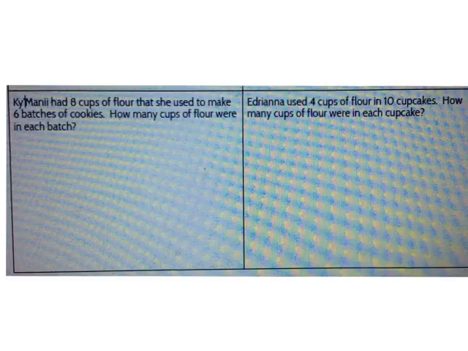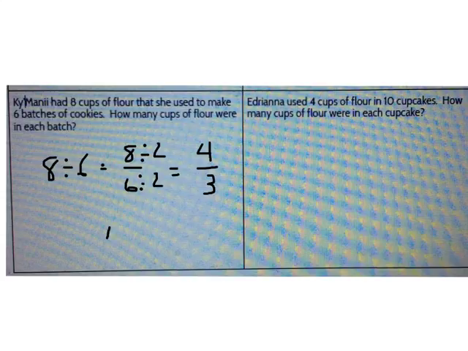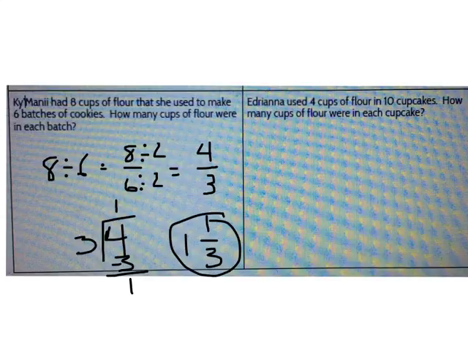Now you try a couple problems on your own. Kimani had 8 cups of flour that she used to make 6 batches of cookies. How many cups of flour were in each batch? 4/3 cups of flour were in each batch. The 8 cups of flour are being split up across 6 batches of cookies. That means 8 divided by 6. 8 divided by 6 can be written as 8/6. 8 divided by 2 is 4. 6 divided by 2 is 3. Go ahead and change 4/3 into a mixed number now. 4/3 written as a mixed number is 1 1/3.